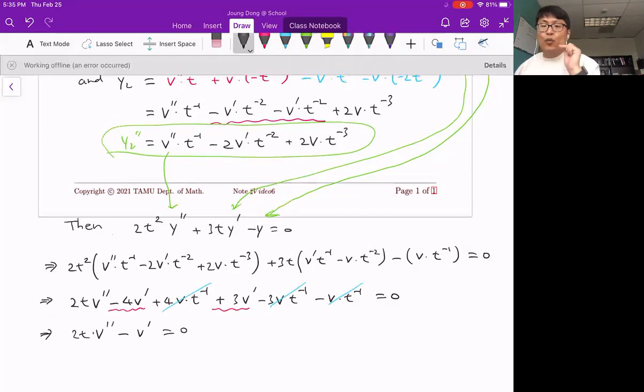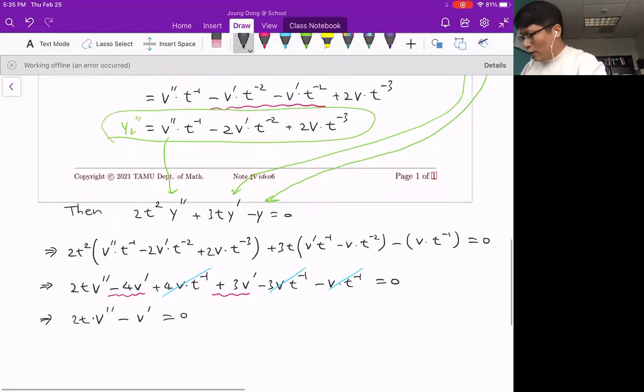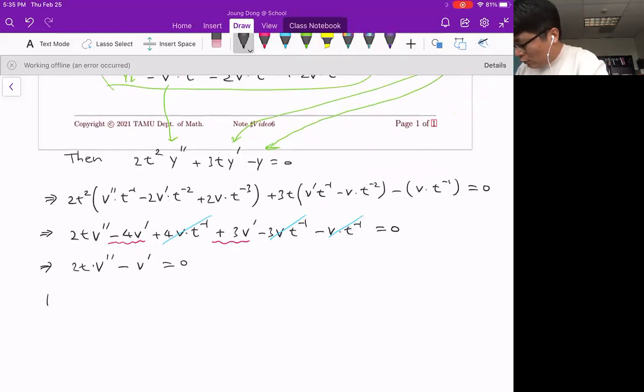But here, we're going to use the reduction of order, which means, look at that. The very bottom of this process, it is 2t times v double prime minus v prime equals 0. It is second order, right? But since there is no v term, we can reduce the order. That is the reason why the title of this technique is reduction of order, okay? Here we go. This is reduction of order, okay?